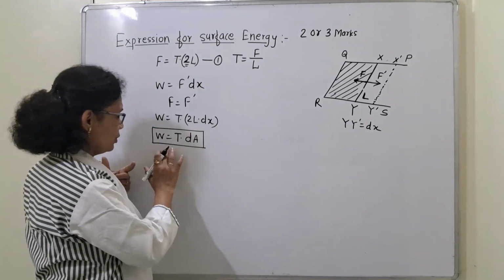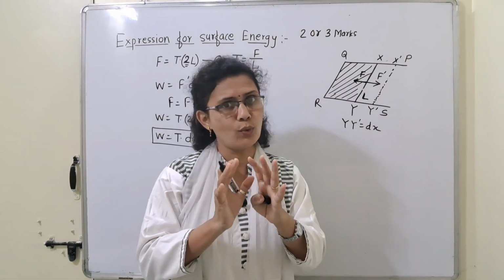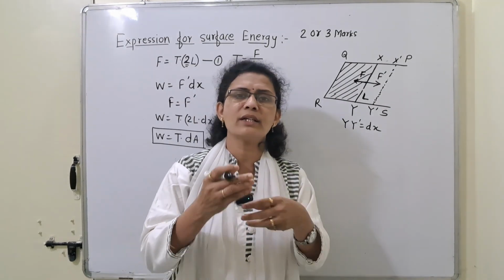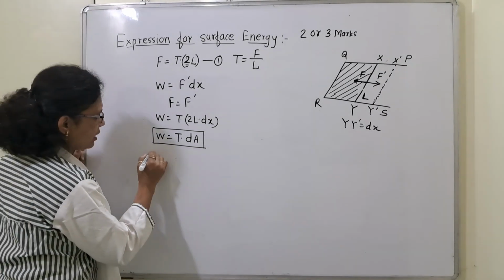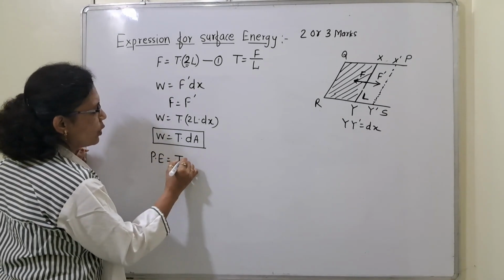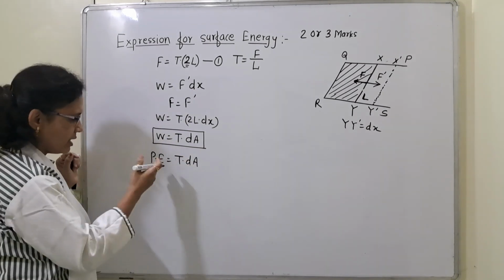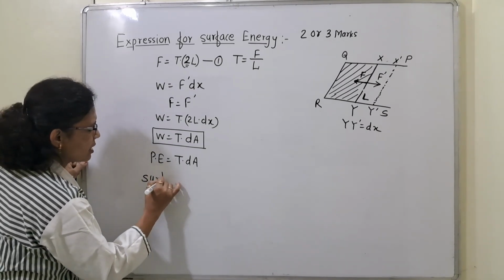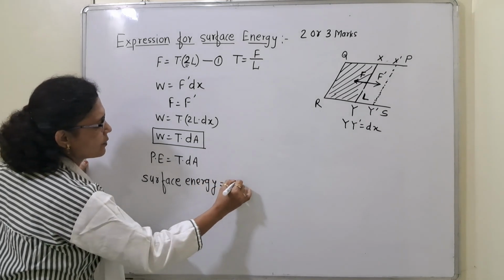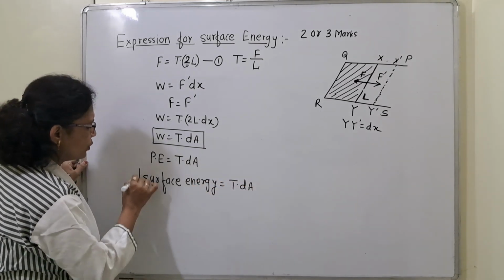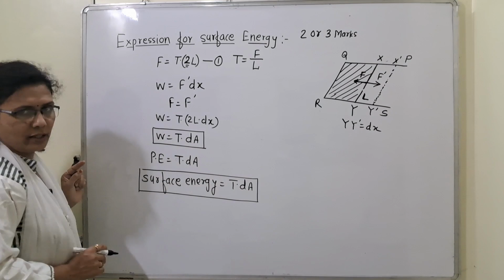हे जे वर्क डन झालेलं आहे W इज इक्वल टू T इंटू dA, ते सोप फिल्म मध्ये ऍज अ पोटेन्शियल एनर्जी स्टोअर करून ठेवलं जाणार आहे. We know that work done gets stored in the form of potential energy. Therefore, this work done is nothing but the potential energy stored in that soap film, that is PE. Potential energy is equal to T into dA, and this potential energy is nothing but the surface energy, that is surface energy is equal to T into dA. Surface tension into change in area.